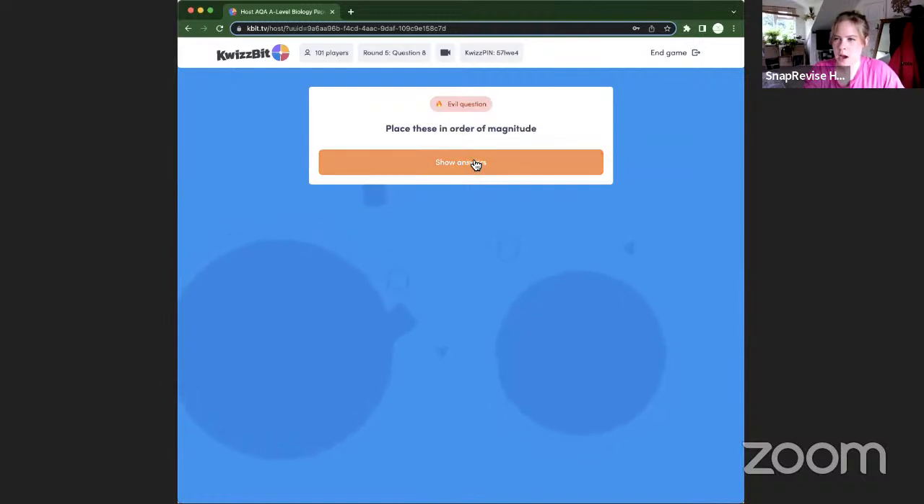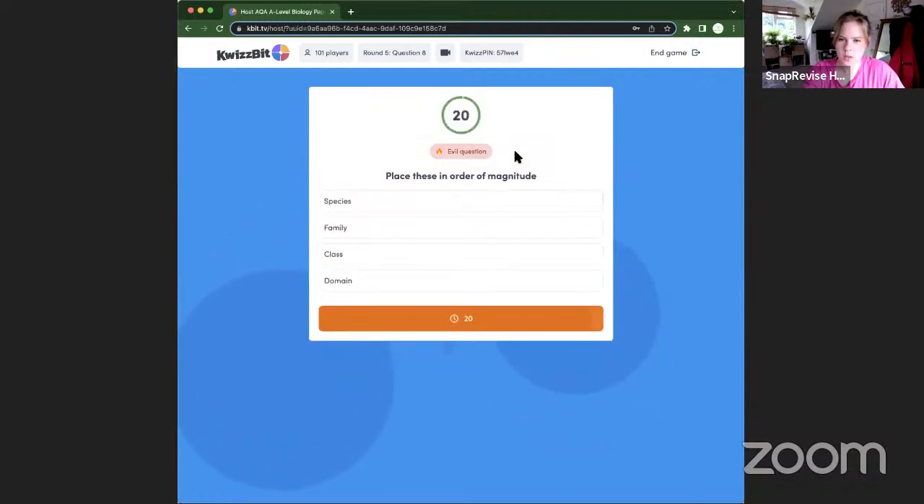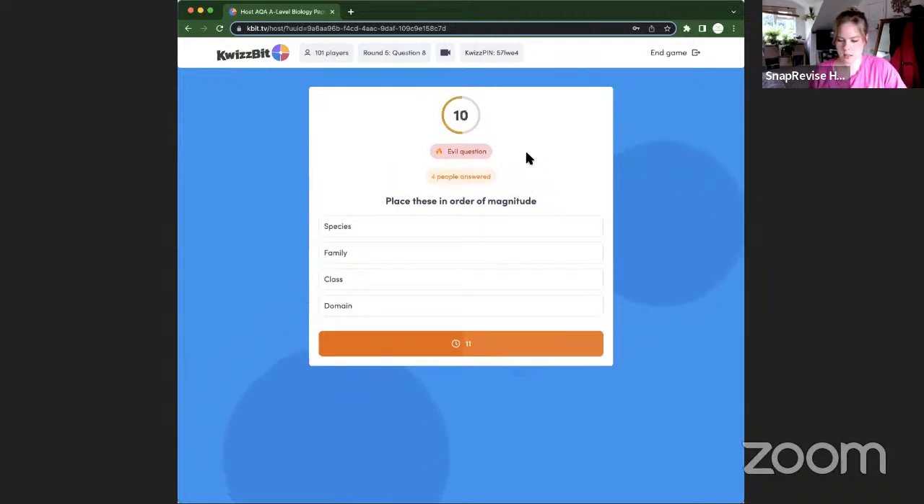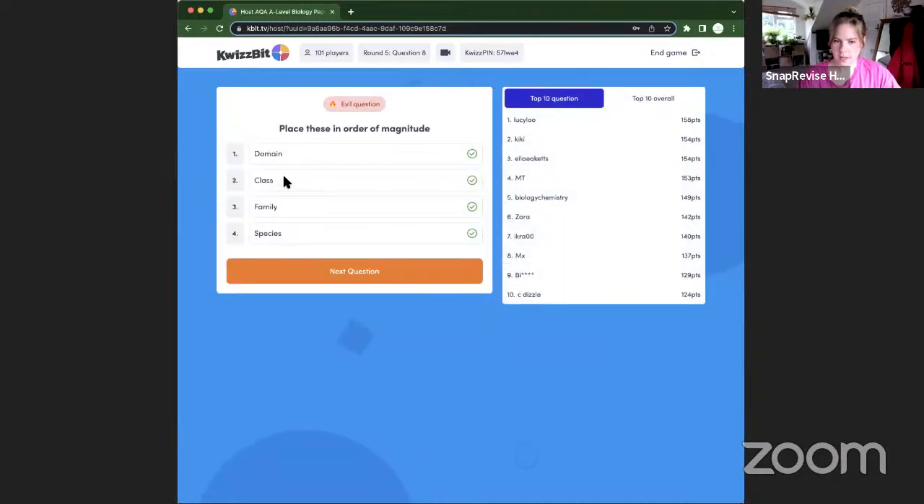Okay, this is one that I'm not sure how it's going to work, but we'll see. Place these in order of magnitude. So this is kind of a bit of taxonomy, looking at species. You know, this is the one thing that I remember from my A-levels. I'll tell you how I remember it in a minute when we look at the answers. So they go domain, class, family, species. This obviously isn't all of the options that you could have in the exam. So it goes domain, kingdom, phylum, class, order, family, genus, species.